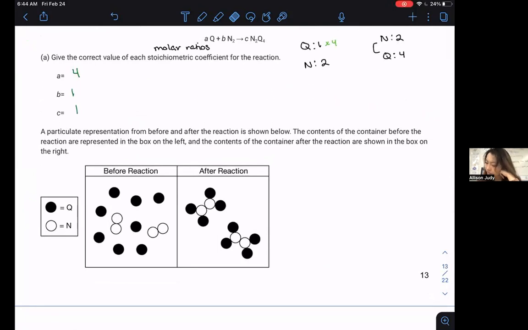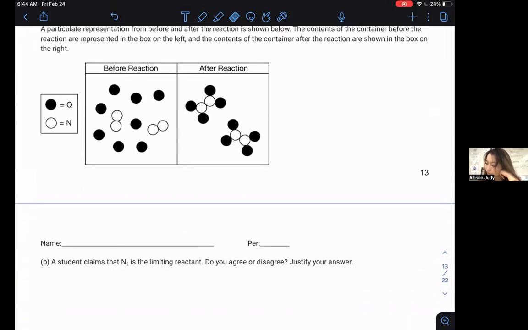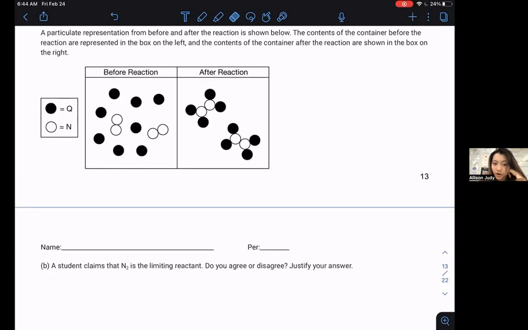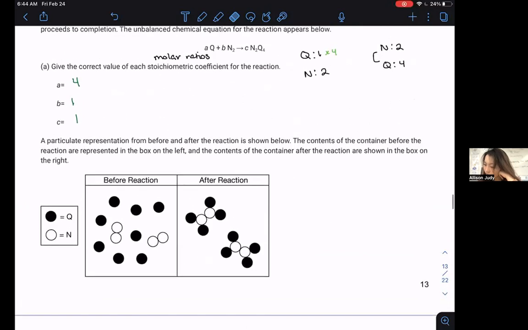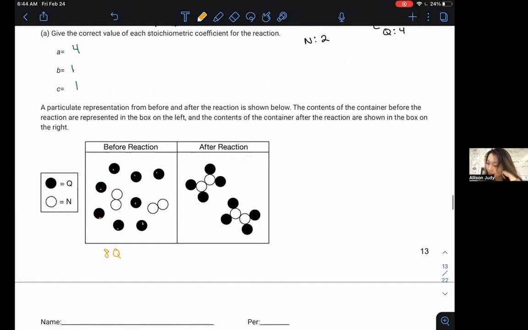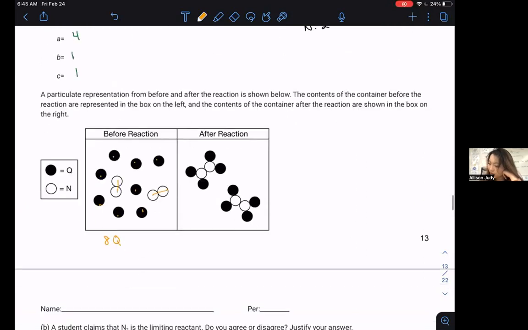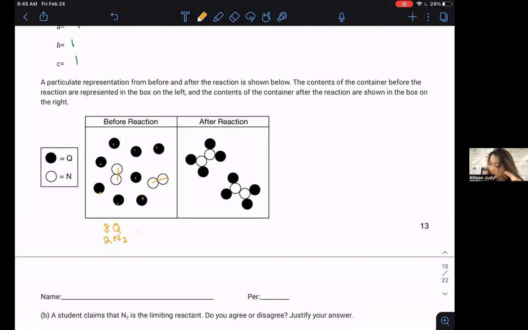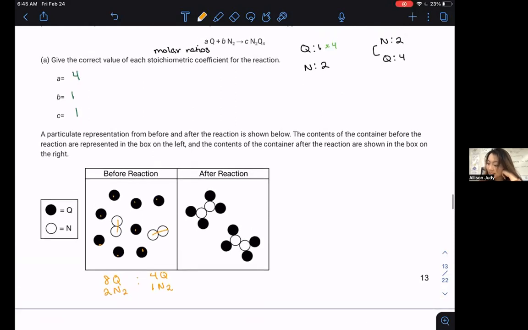So, answering the questions, a student claims that N2 is the limiting reactant. Do you agree or disagree? Justify your answer. What we see here is, according to our reaction, we need 4 Qs for every 1 N2. In our diagram, we have 4 Qs, 1, 2, 3, 4, 5, 6, 7, 8. So here we have 8 Qs, and here we also have 2 N2s, which simplifies down to a ratio of 4 Qs and 1 N2 in the before reaction. So our ratio of reactant species is aligned with the stoichiometric ratios necessary for the reaction: 4 Qs for every 1 N2.